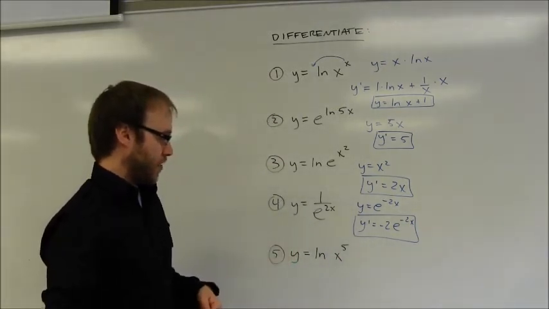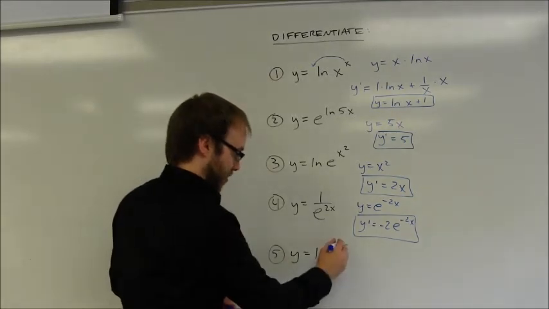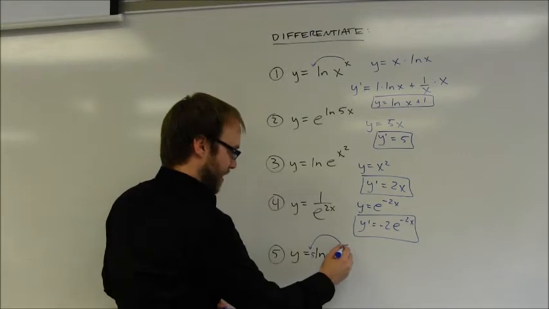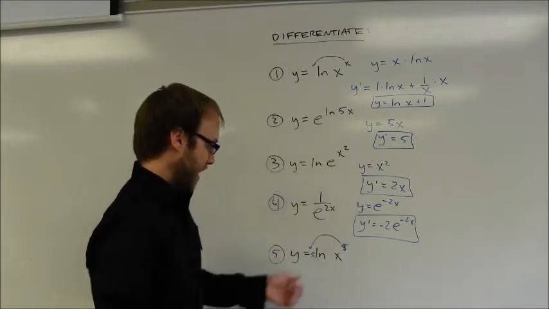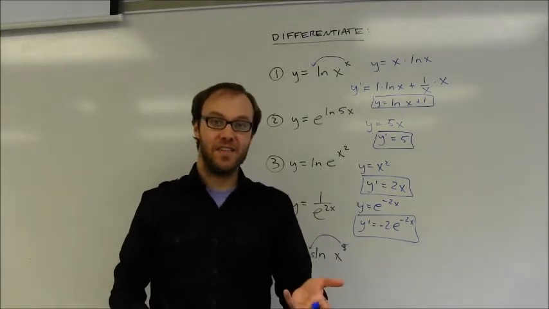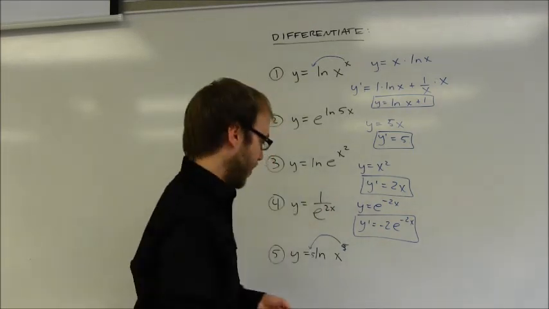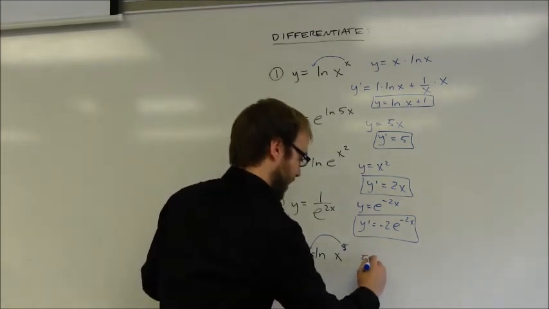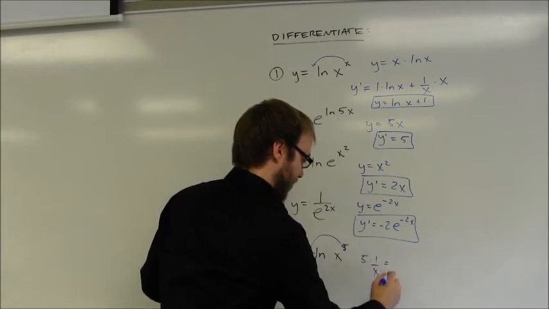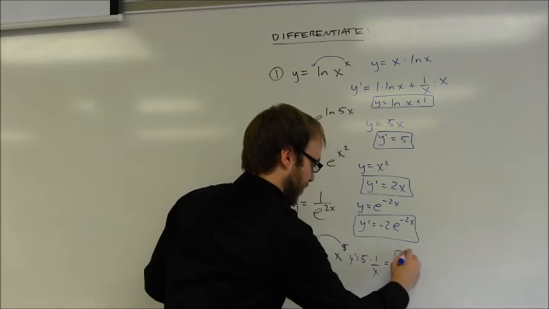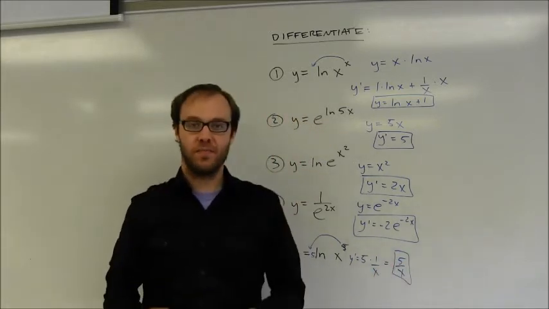In the fifth example here, once again, I have an exponent that can be multiplied out in front. So I can write that as 5 times the natural log of x. And of course, that's just going to be a constant of 5 times the derivative of the natural log of x, which is 1 over x. So that's 5 times 1 over x, which of course is equal to 5 over x.